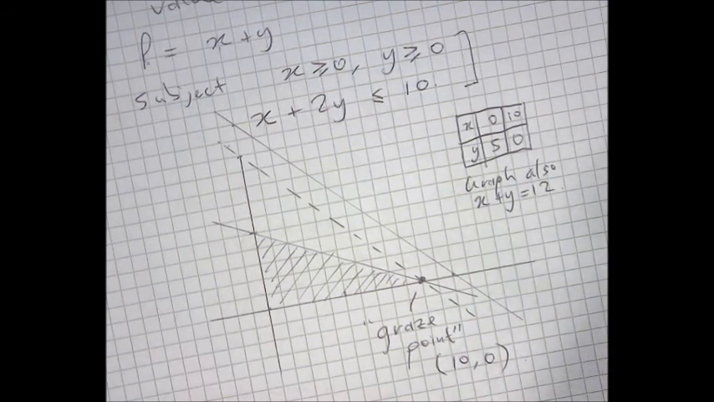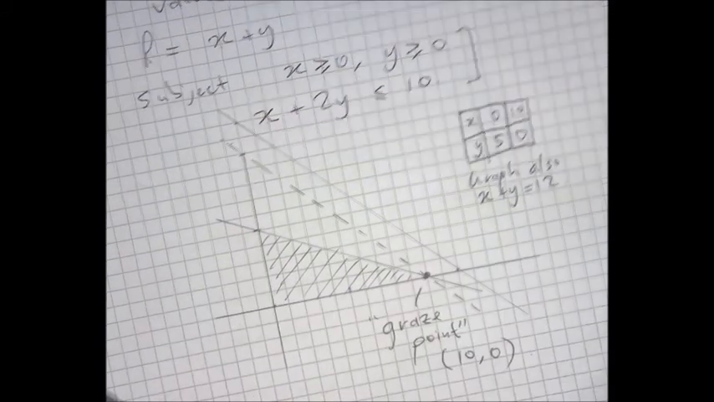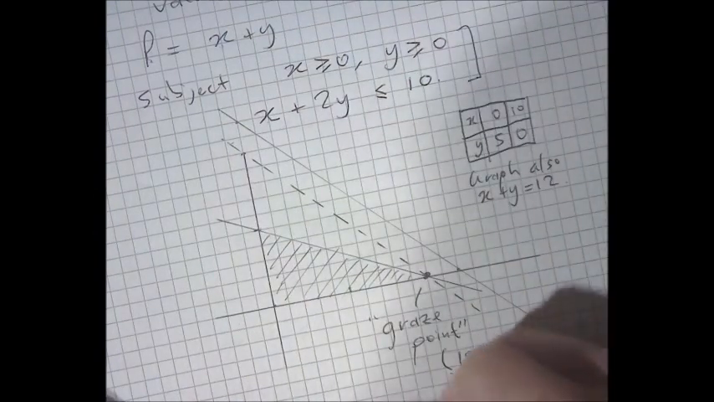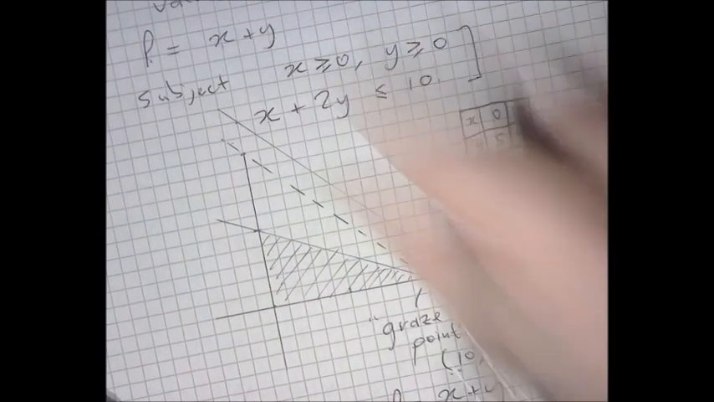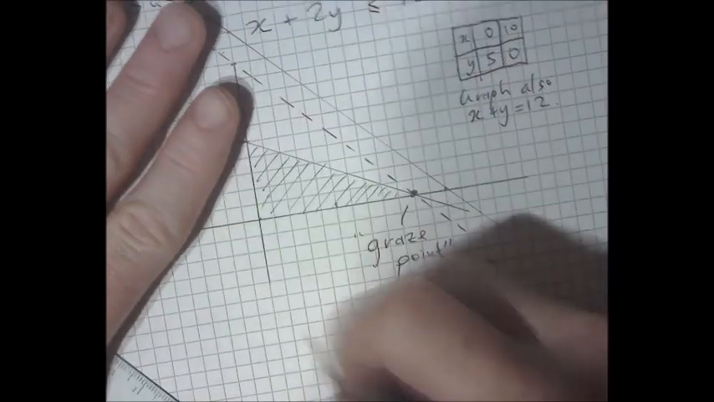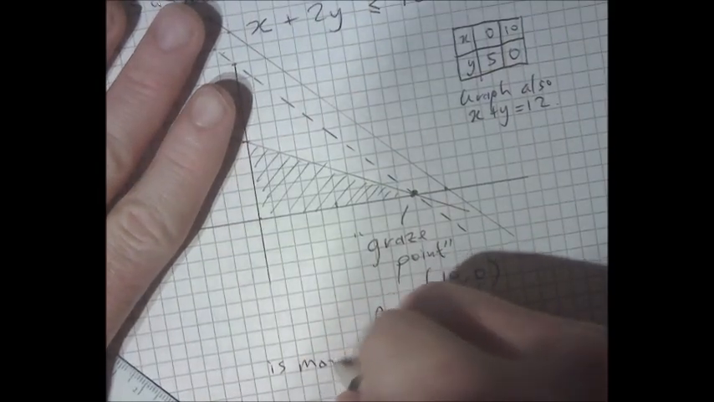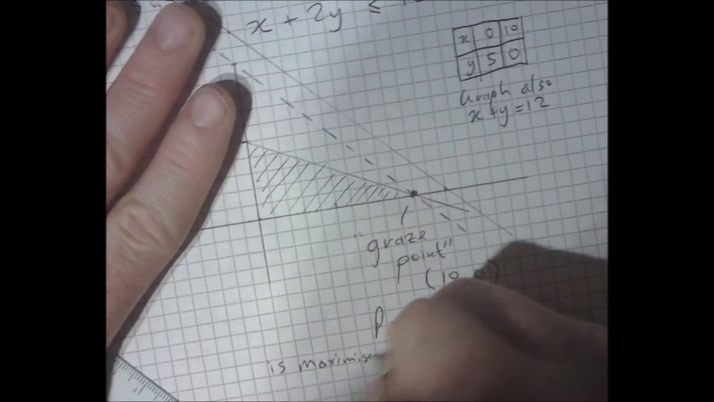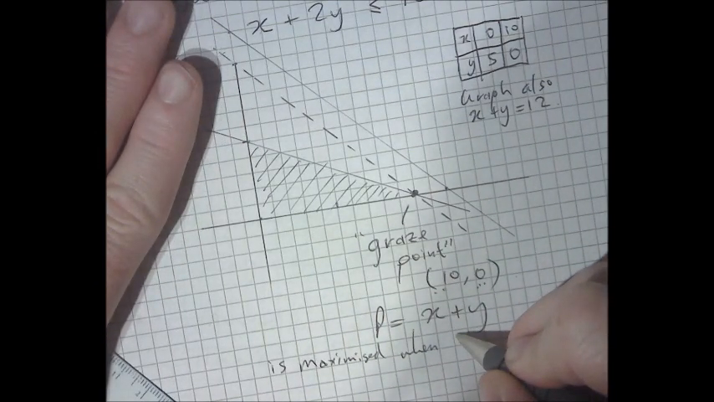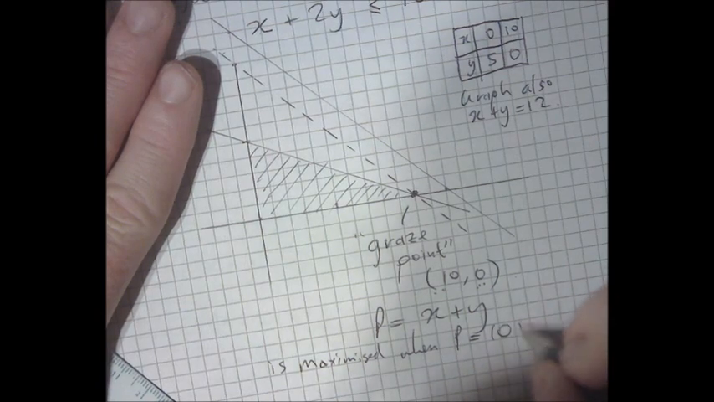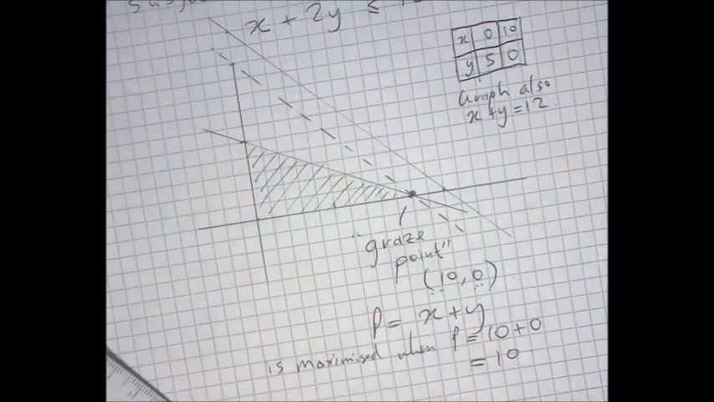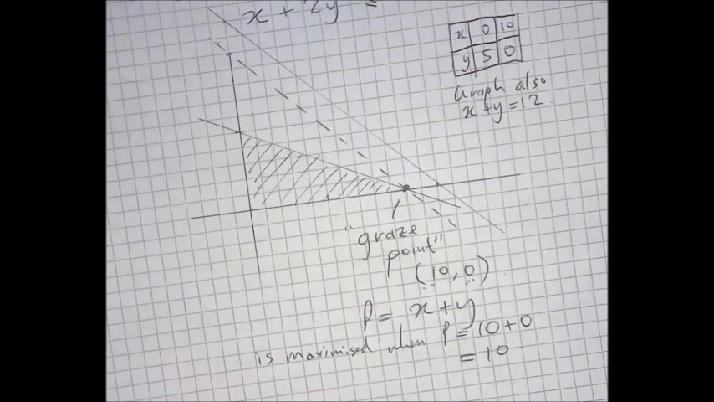And now the final step is to take those coordinates and put them back in the original thing. So P equals x plus y is maximized when P equals 10 plus y, 10 plus 0 equals 10. Now, that is the basic procedure.